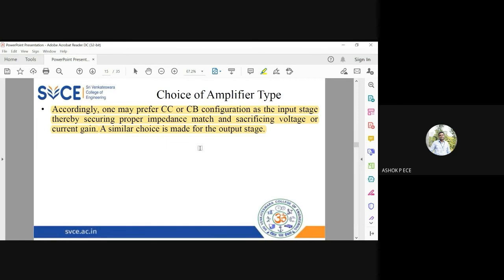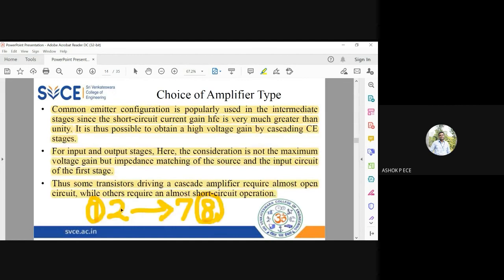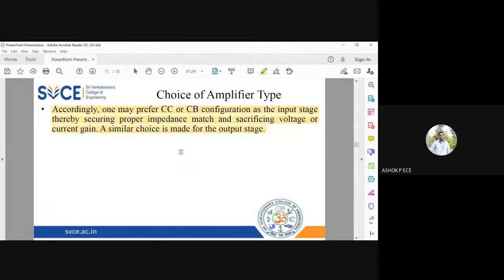Okay, the choice of amplifier is, that's what I said, when you have an N-stage amplifier, the 1st and Nth stage will have CC or CB. The 2nd to (N minus 1)th stages will have common emitter configuration. Only the 2nd to (N minus 1)th stages are going to provide you the required voltage gain. The 1st and Nth stages are going to provide you with the impedance matching for maximum power transfer.